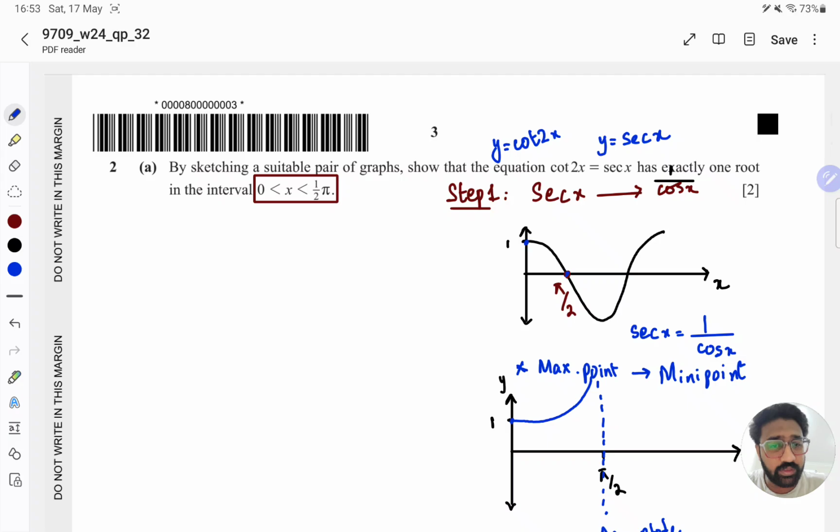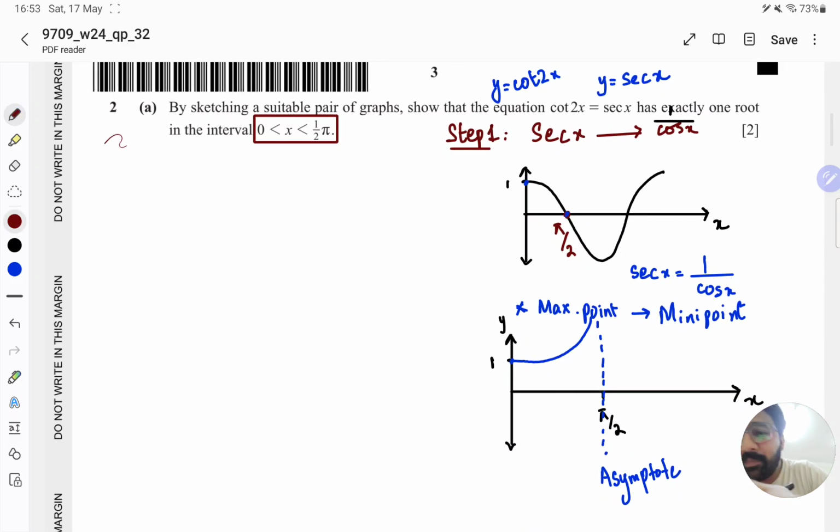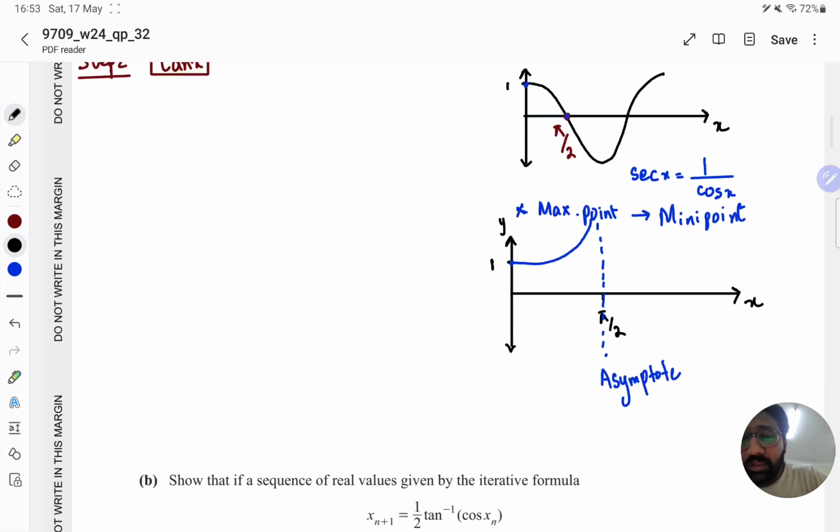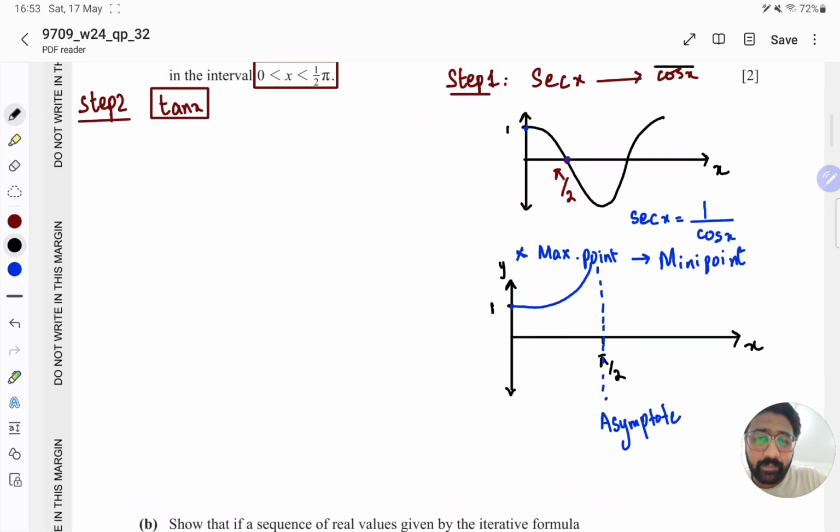Now let's move to step number 2. I know that I have to draw the cot 2x graph, but cot 2x is related to tan x. So first of all, I will draw the graph of tan x so that it can help me in drawing the graph of cot 2x.